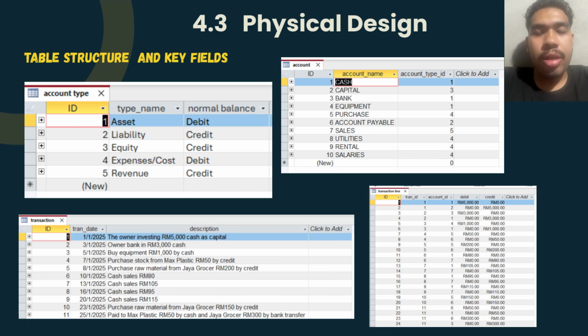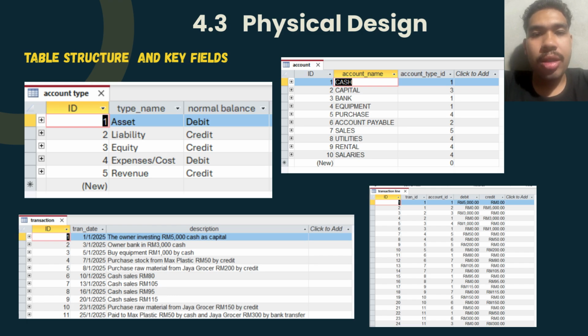This section explains the physical design of the accounting database system. The physical design focuses on how the data is stored in actual database tables, including the table structure and key fields. Based on the conceptual design, several tables were created to ensure the system can record and manage financial data accurately and efficiently. The account type table is used to store the different categories of accounts in the business.